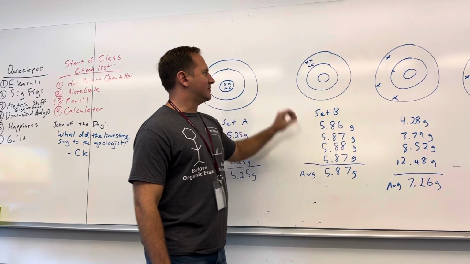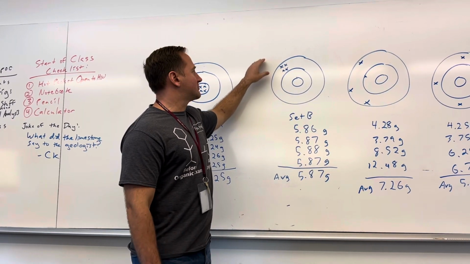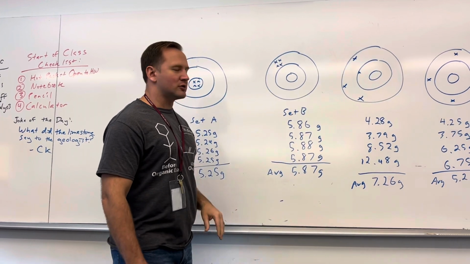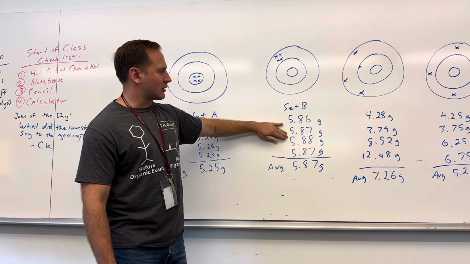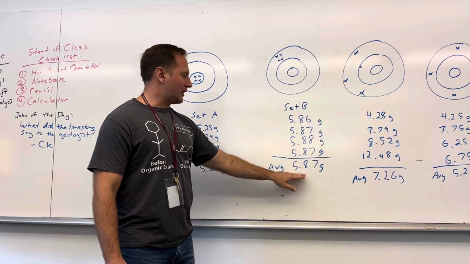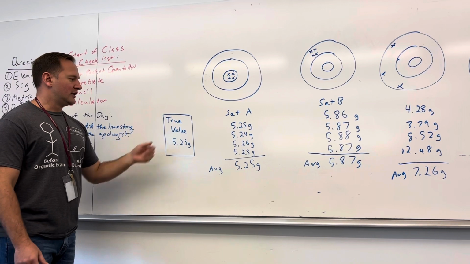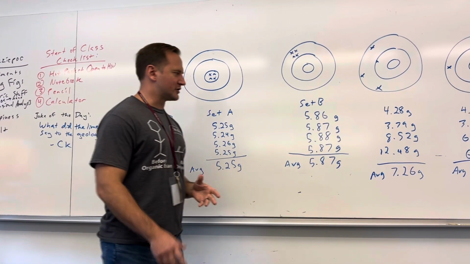The second set of data is definitely not accurate. It's not hitting the bullseye, but it's precise because the measurements are very consistent with each other. And what that would look like with respect to a set of data would be like these groups are all really close to each other, but they're not quite the true value. If your average is 5.87 and the true value is 5.25, you didn't really hit the bullseye, but you were very consistent in doing so.